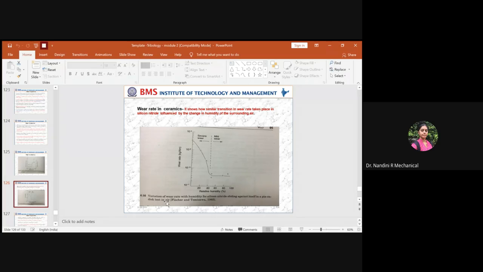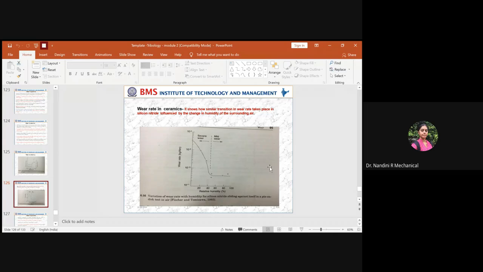So when it is subjected to open atmosphere, humidity comes into the picture. And I told that all ceramics usually are affected by the external surrounding environment. So when it is subjected to open atmosphere, not in any inert gas or vacuum chamber, it also affects the wear. How it affects the wear, you can just see the graph and observe.